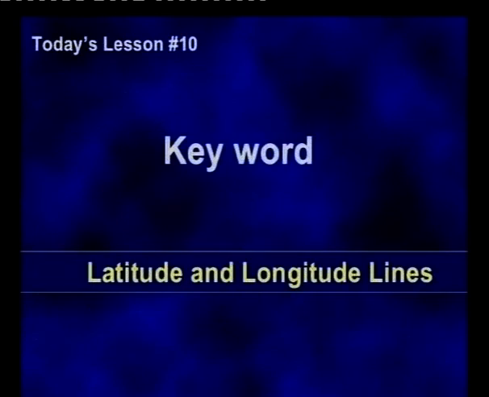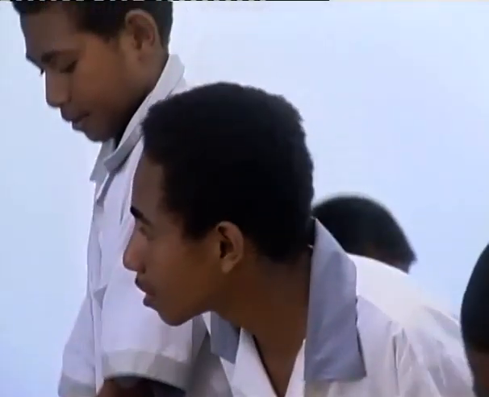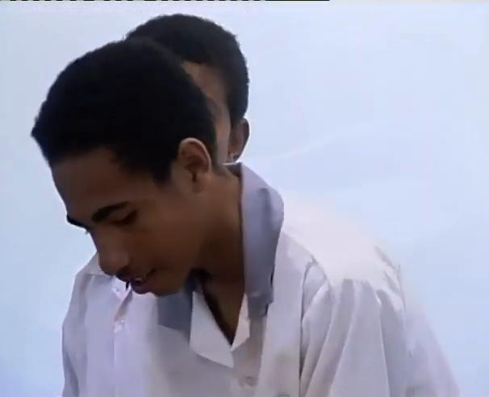All right, class, we'll stop here. Thank you very much. That brings us to the end of our lesson. Paulus, can you read us the keyword for today's lesson? Latitude and longitude lines. All right, latitude and longitude lines. Thank you, 8Cs.